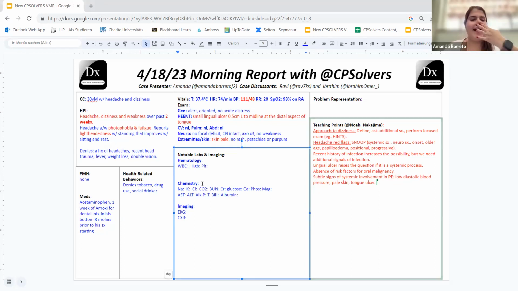It's incredible how with the physical exam, how will the labs come?